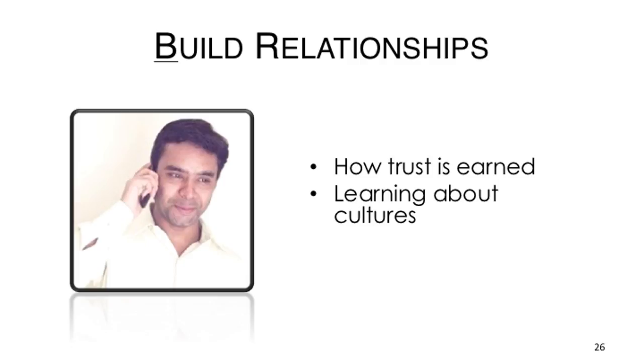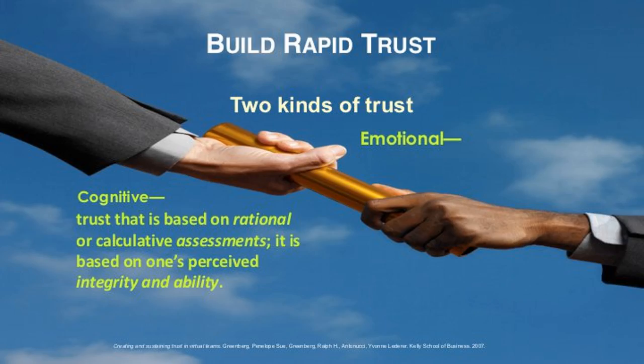Let me tell you a little bit about trust and how you can develop it in a virtual world. There are 2 types of trust, cognitive and emotional. Cognitive is trust that's based on rational or calculated assessments. It's based on one's perceived integrity and ability. It's about, as I said, the rational part of our brain that says, this is a person who can be trusted to provide what they've committed to.